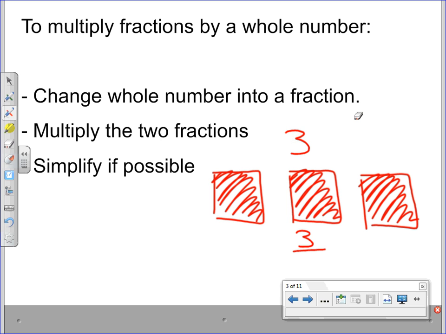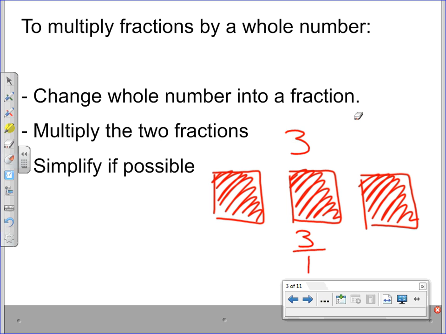And you'll notice, unlike the last model we looked at, it's not split into 4s or 3s or 2s. It's not split up at all. So instead of saying that there's no pieces, it's really just like one piece. It's one piece, and all 3 of them are shaded in. So the fraction that represents the whole number 3 is 3 over 1. Now, why is that?